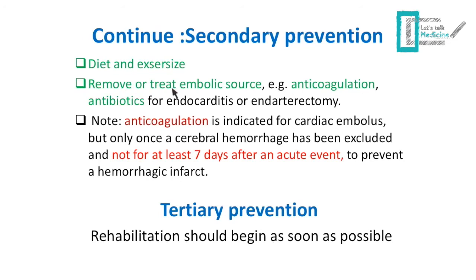And you also have to remove or treat the embolic source, and that's by anticoagulation. So if the patient had a previous clot, you give him anticoagulation to minimize chances of having a clot. For example, patients with atrial fibrillation, you give them anticoagulation. Patients with heart failure and a dilated ventricle, you give them anticoagulation. So you don't give anticoagulation for anyone. And also, antibiotics. When do you give antibiotics? If the patient had endocarditis. Also do endarterectomy for patients with a carotid stenosis or a carotid plaque. That has criteria, you can go through it. Now you can note that anticoagulation is indicated for cardiac emboli, but only once a cerebral hemorrhage has been excluded, and not for at least 7 days after an acute event, to prevent a hemorrhagic infarct.